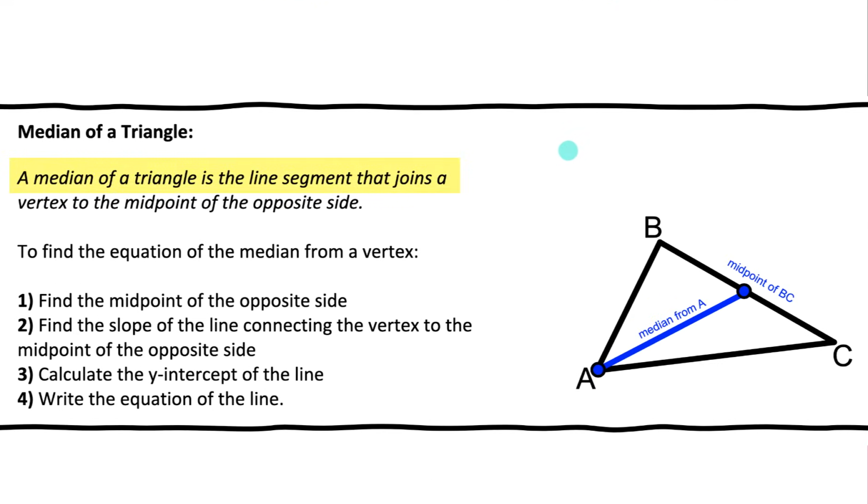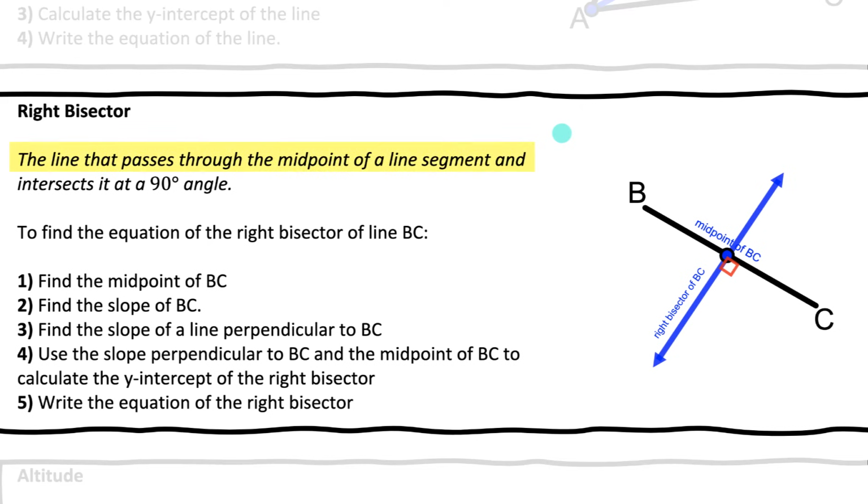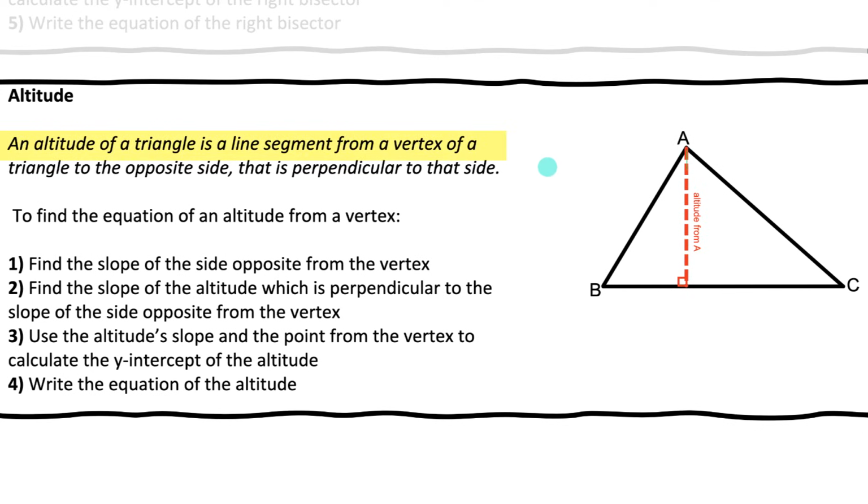The median of a triangle is the line segment that joins a vertex of the triangle to the midpoint of the opposite side. We could find the median from any of the three vertices on the triangle. A right bisector is a line that passes through the midpoint of a line segment and intersects it at a 90-degree angle. An altitude of a triangle is a line segment from a vertex of a triangle that goes to the opposite side and forms a 90-degree angle with that opposite side.